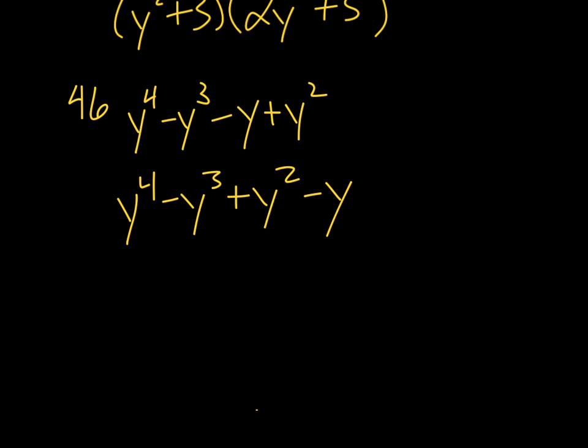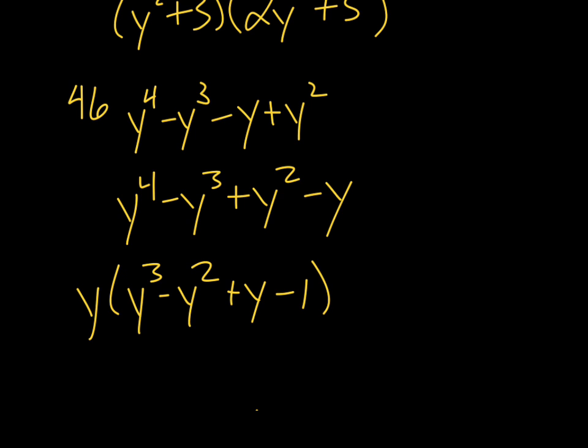All right, is there a greatest common factor? A y. Yeah, so let's take that out. So then what's left over? Y cubed. Then y squared. Then y. Minus 1, that's important, right? We have 4 terms, we better have 4 terms left over.